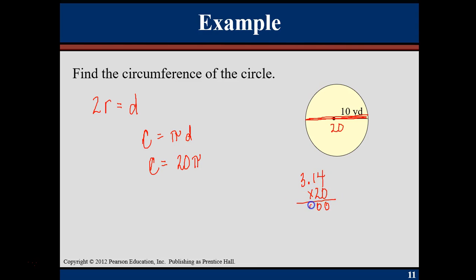My first row would all be zeros, and I would multiply by the 2. I would need to move in 2 spots because I have 2 decimal places here. And if I round to the hundredths, well, it's already a 0, so I'm really quite done. My estimate would be 62.8.